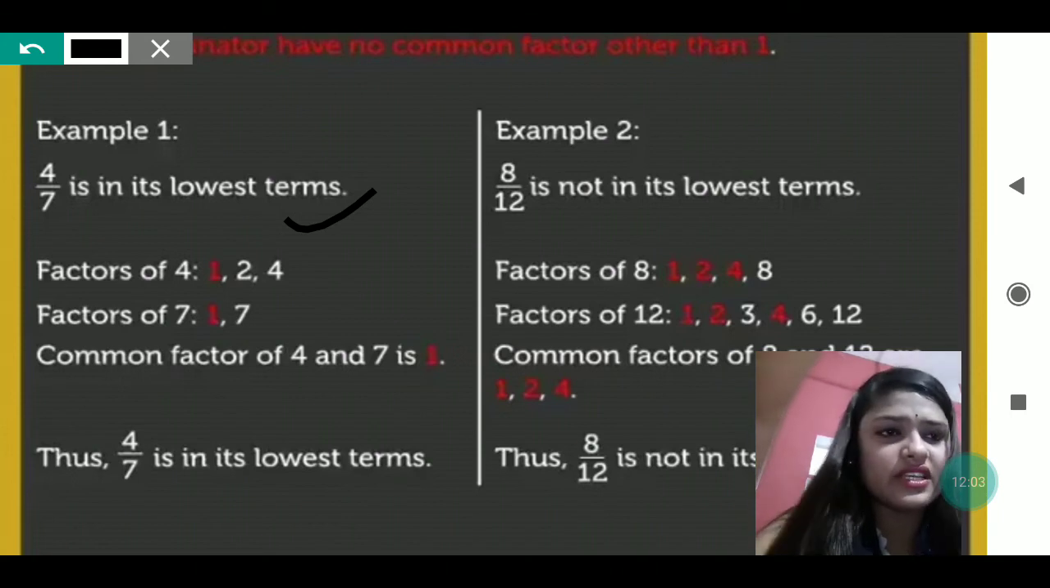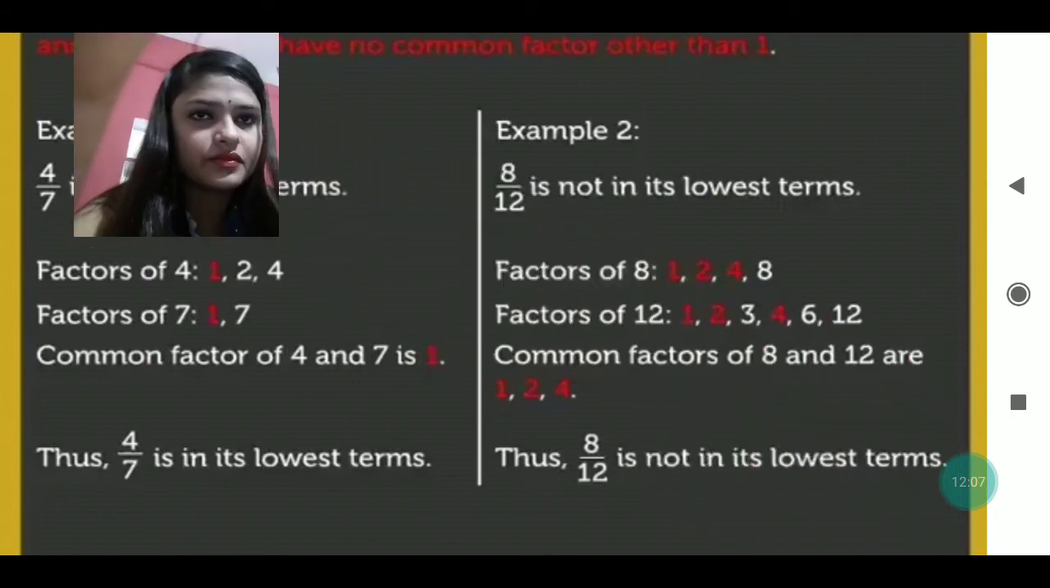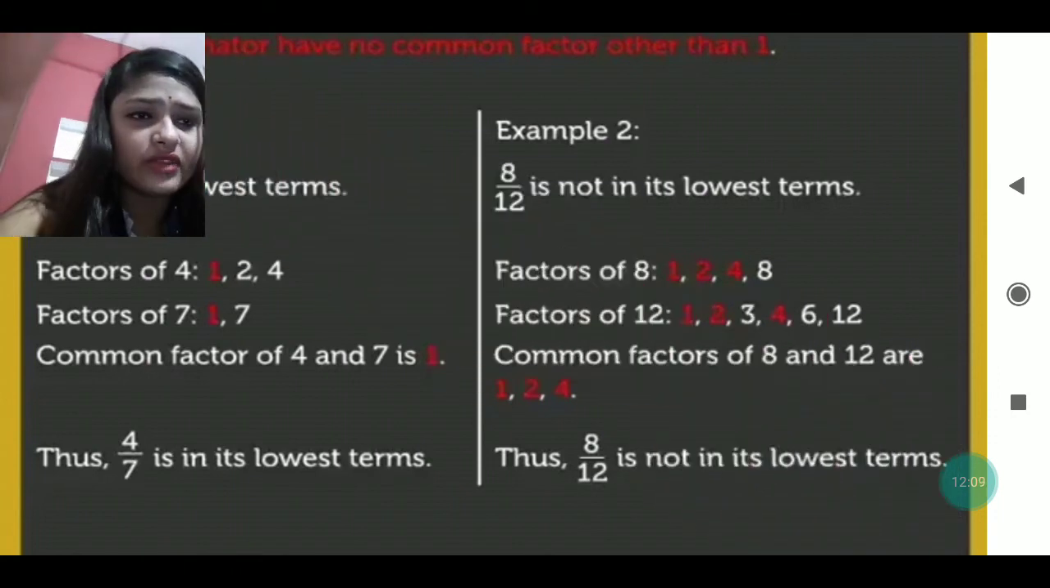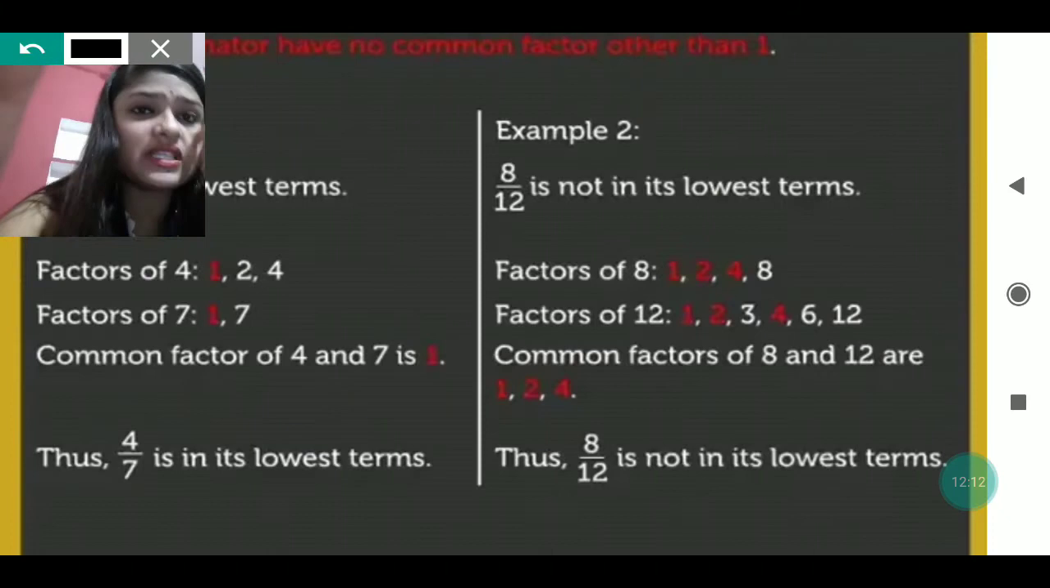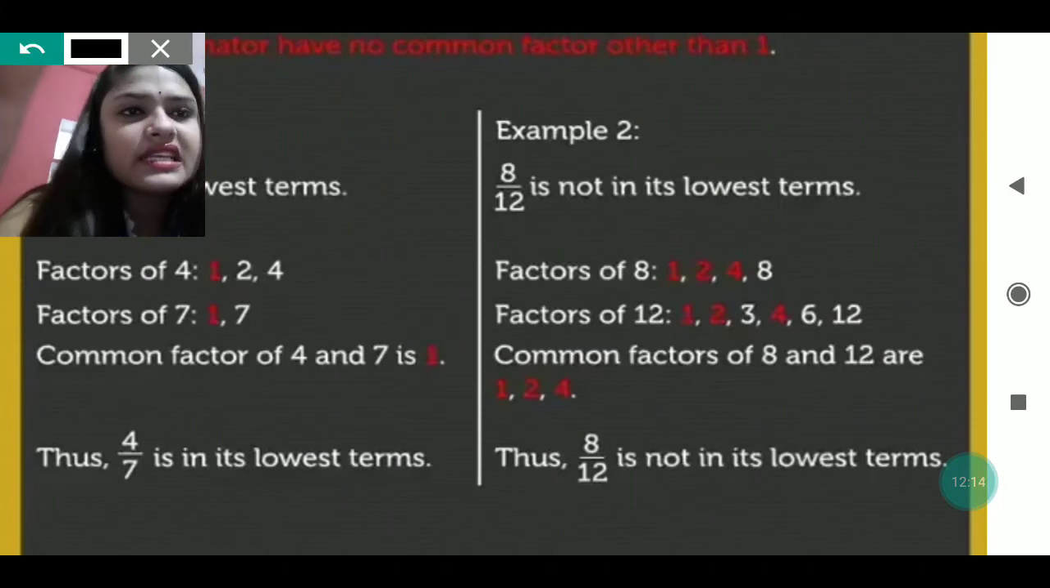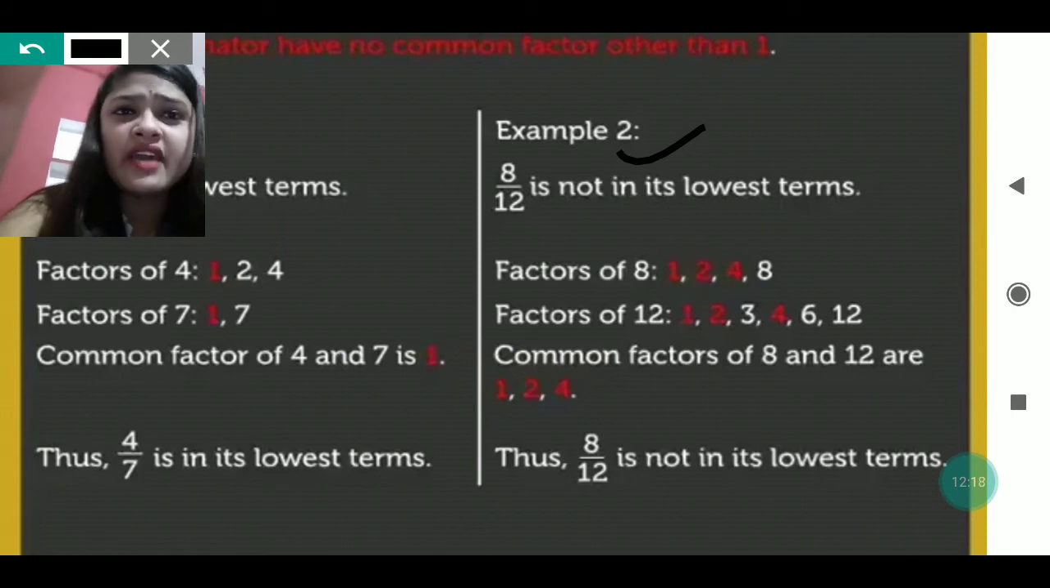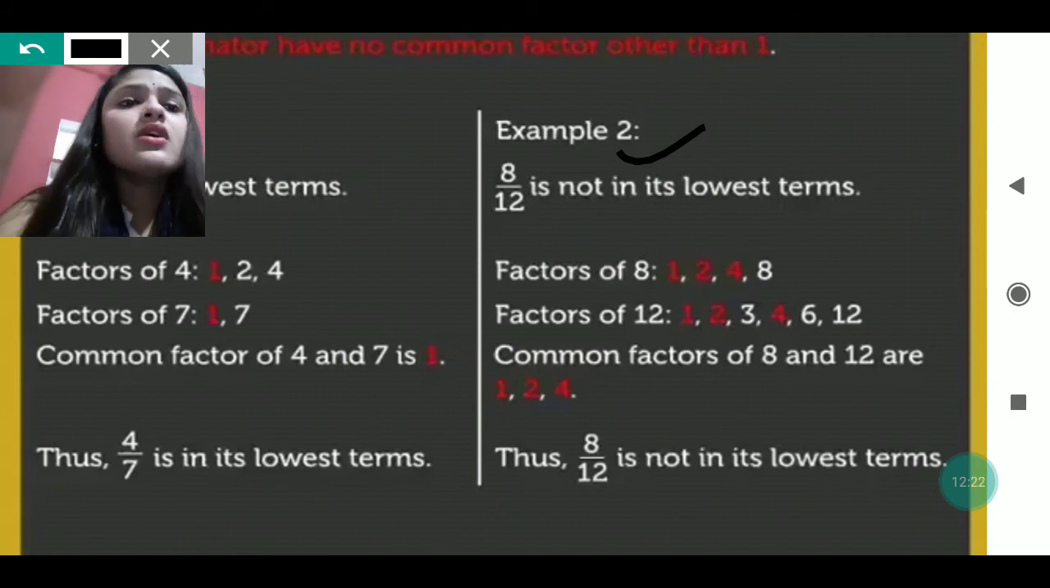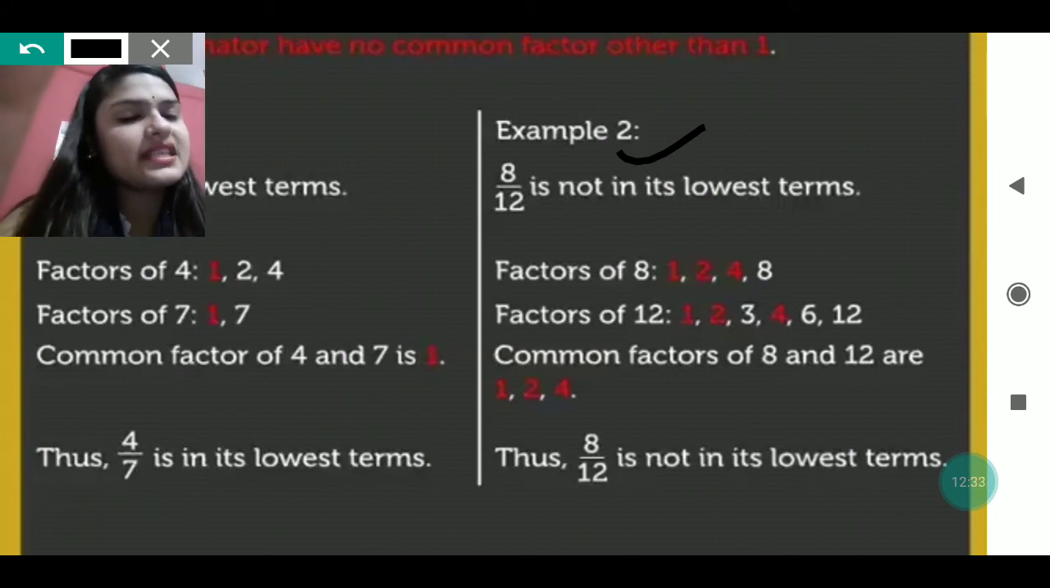Now just see, my dear students, one more question is there with me, which I am going to talk to you all. The example which is written here, 8 by 12, is not in its lowest term. Why? Factors of 8 we will find out. The factors of 8 will be 1, 2, 4, 8. Factors of 12 will be 1, 2, 3, 4, 6 and 12.